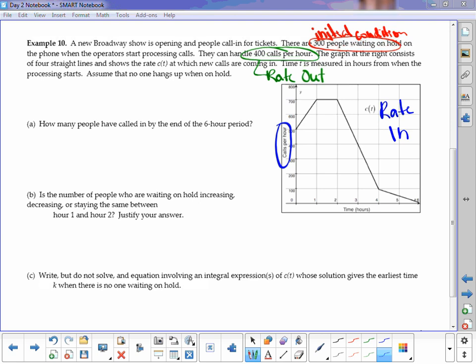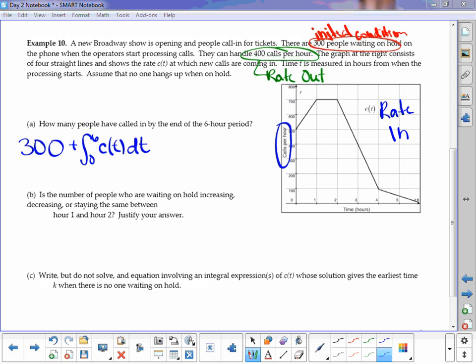Okay. Part A says how many people have called in by the end of the 6-hour period. So we have to consider that as soon as they start processing calls, we already have 300 people waiting on hold, right? And then to figure out how many have called in, so at time 0, we already have 300 on hold. Then to figure out how many have called in between 0 and 6, we need to integrate that rate. Because integrating that rate, again, gives me the number of calls that have occurred between 0 and 6.